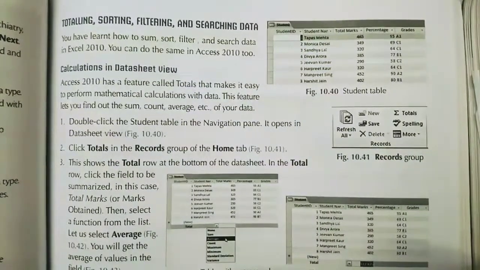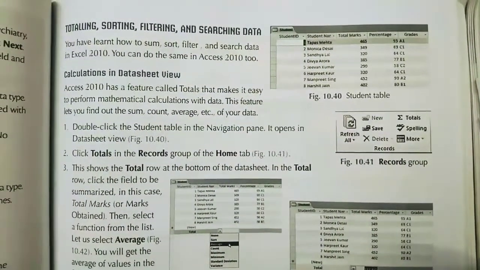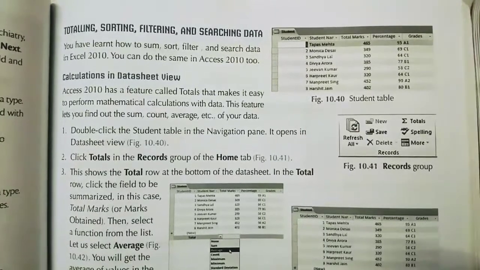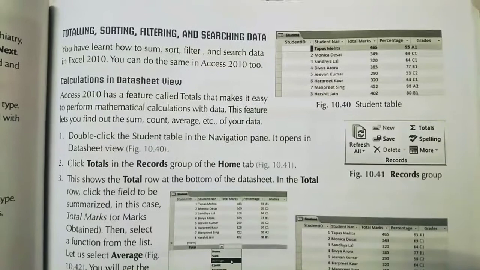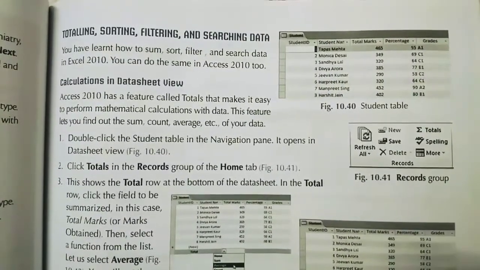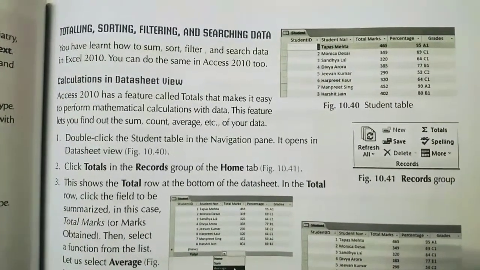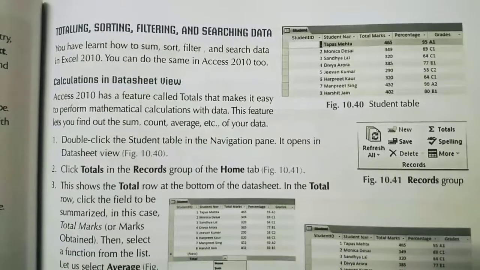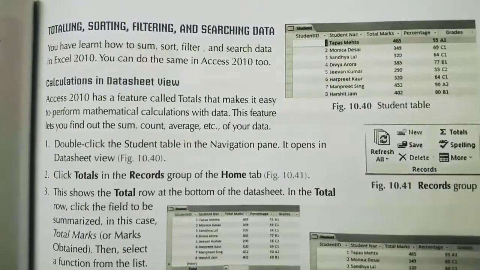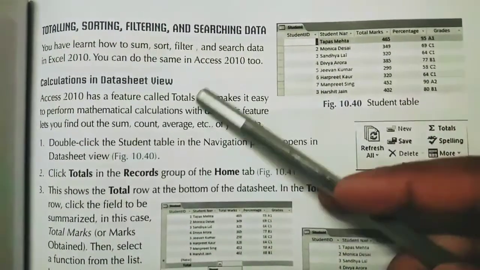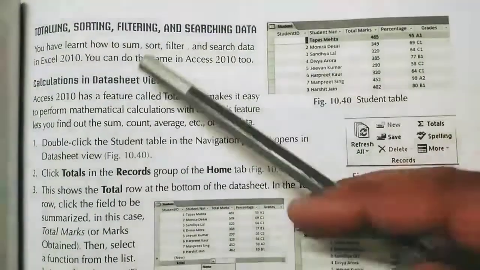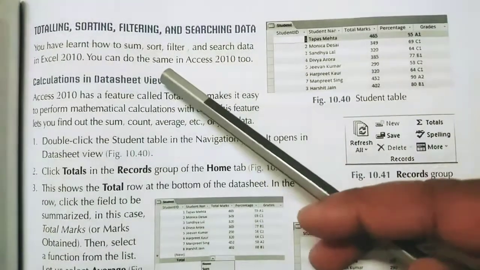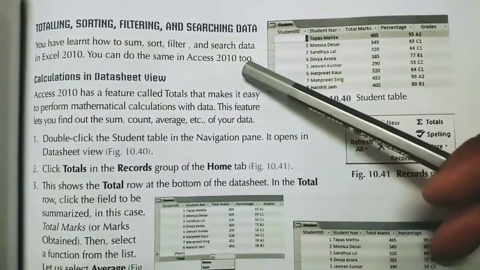Hello students, we were doing this Access 2010 chapter. So till now we have covered a lot of topics. Today's topic is totaling, sorting, filtering and searching data. You have learned how to sum, sort, filter and search data in Excel 2010. Now we'll do the same thing in Access 2010.